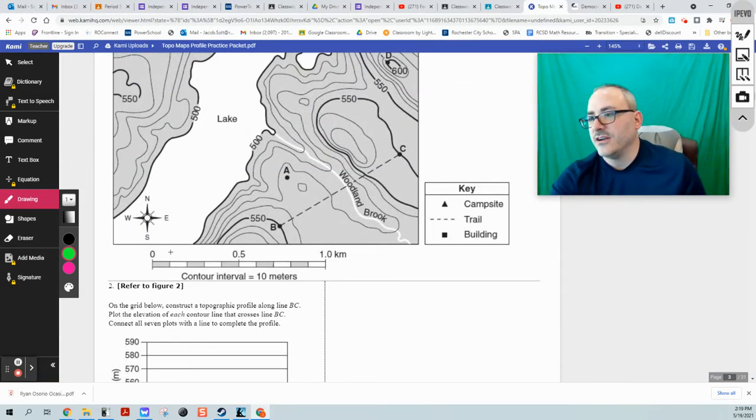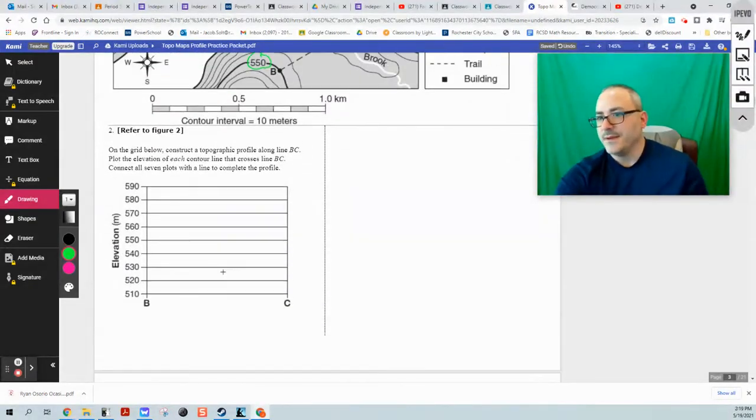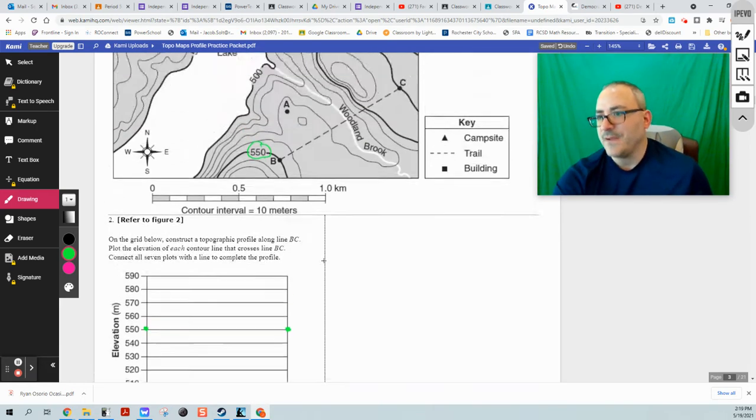Okay, so I need to start with just examining what's going on. Let me see if I can figure out where B is at. Oh, that's easy. B, I'm not even going to bother, I'm just going to circle it. B starts at 550. C starts at 550. So in this contour map, B is going to start at 550, and C is going to end at 550. All right, let's see what happens after that.